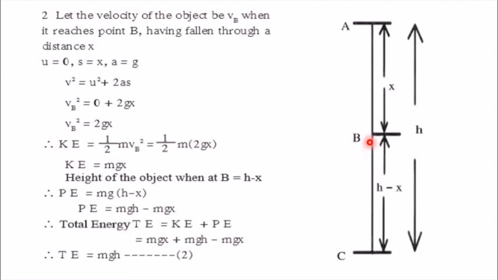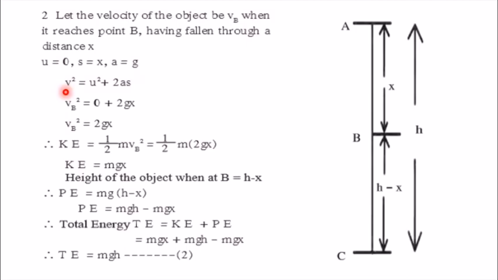So we can write it as VB. And the distance that was covered, we are taking as x. So U is equal to 0, that is initial velocity is 0, S is equal to x, and A is equal to g. Now why are we taking A as g? Because here gravitational force is acting, and there is no other acceleration taking place. So that is why we are taking A as g.